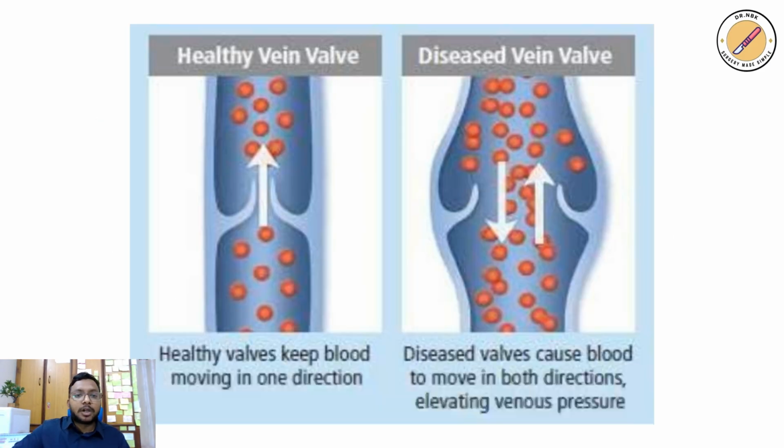Now, you can see here, this is the healthy vein wall where there is optimal blood flow and there is no retrograde blood flow. Whereas in case of a diseased vein wall, the blood is flowing in one direction, but because of the incompetence of the wall, again the blood is flowing backwards. That means there is pooling up of the blood.